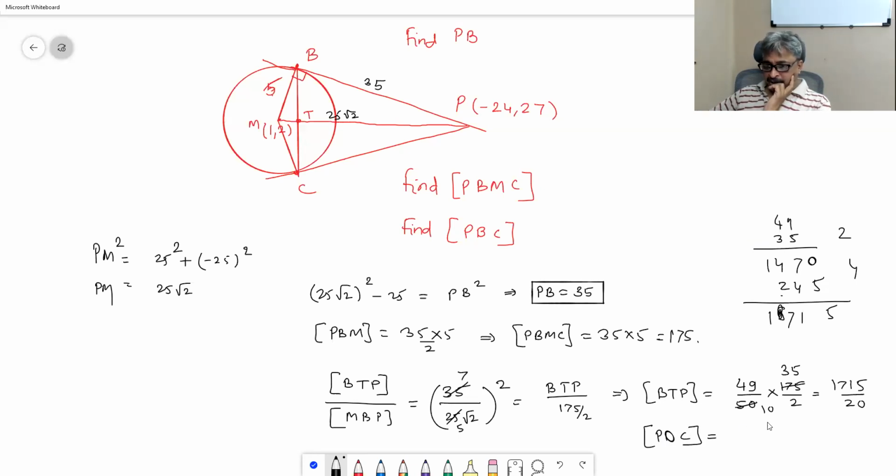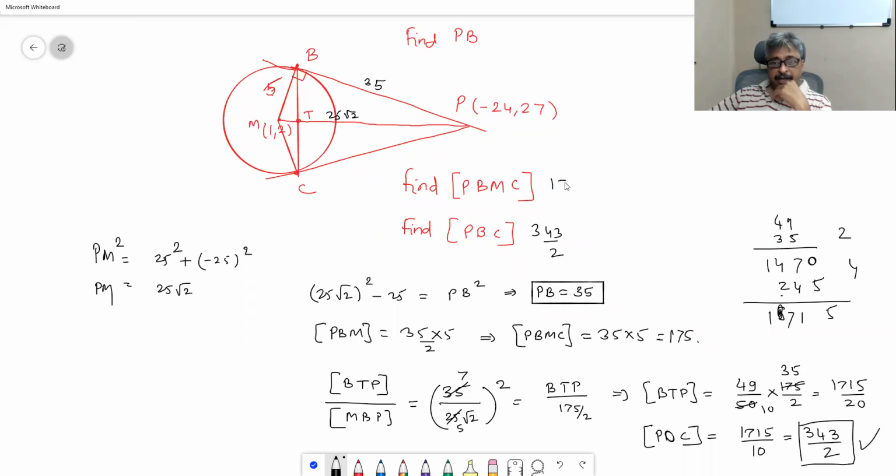And therefore area of PBC is equal to 2 times this. Therefore 1715 upon 10. Further I can reduce it. Yes or no? I should have done it by 25. Okay, so 5, 5 3 15. Yes, somebody had shown this answer. This is the answer for this. 343 upon 2.